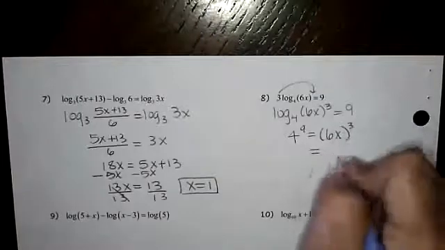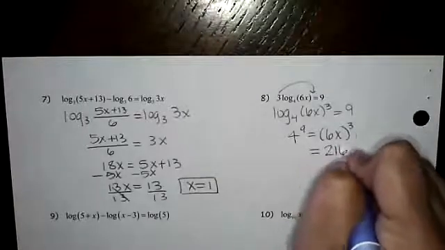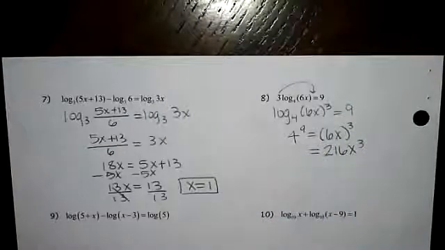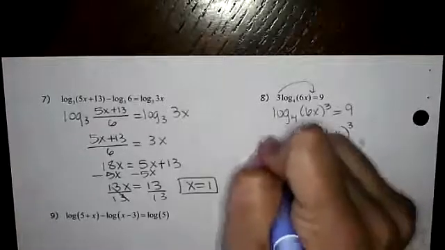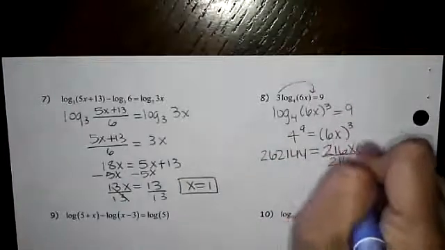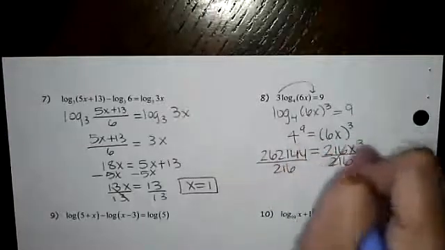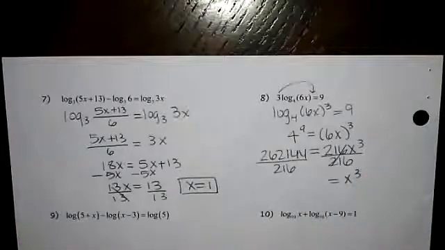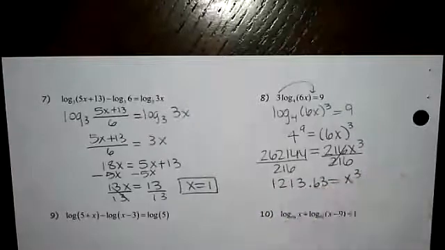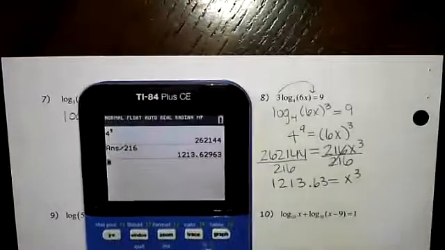On this side, I'm going to go ahead and distribute that cube to both of those. So that's 216x cubed. For 4 to the 9th, I think I'm going to have to use the calculator on that one. 4 to the 9th power gives us 262,144. We divide by 216. And that gives us 1213.63. I did round a little bit there, but you do not want to round until the very end.